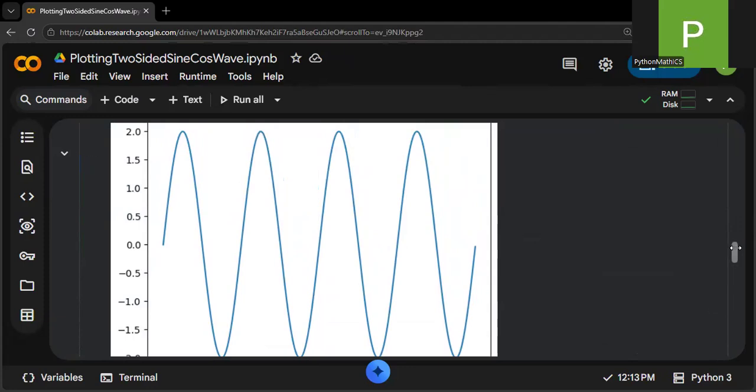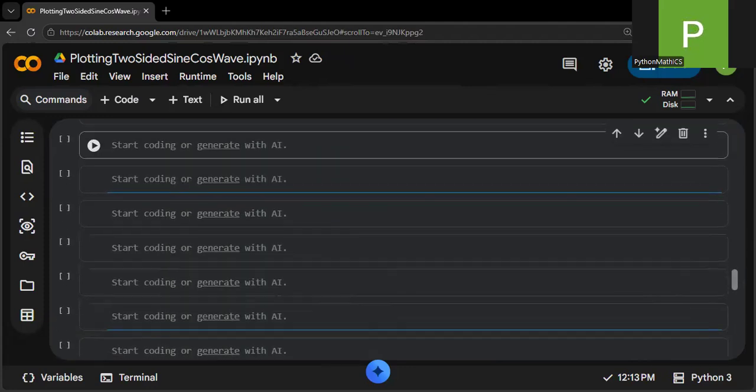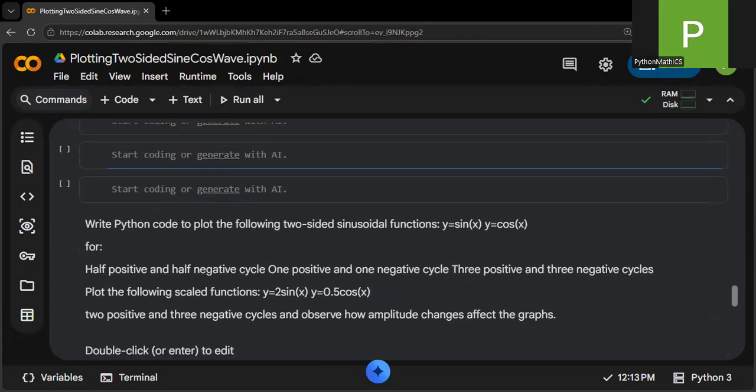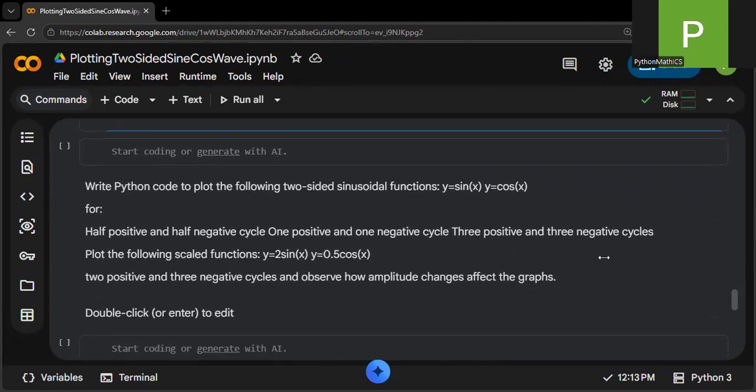So I think I end the lecture here, and I leave some homework for you. Please write Python code to plot the following two-sided sinusoidal functions: y equals sin x and y equals cos x. Okay, so you understand, you have the math library and you can use different functions. One of the functions is sine, which I have just demonstrated here, but you can also call the cos function and plot this one.